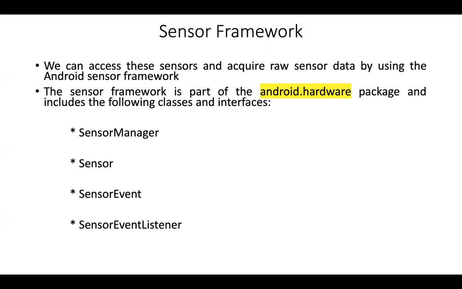The last one is SensorEventListener. This interface is normally used to create two callback methods that receive notifications when sensor values change or when sensor accuracy changes. So these are the different classes and interfaces in the sensor framework. In any typical application, you can use these sensor-related APIs to perform two basic tasks. The first task is identifying sensors and sensor capabilities. The second is monitoring sensor events.